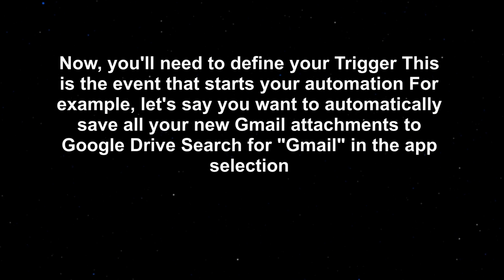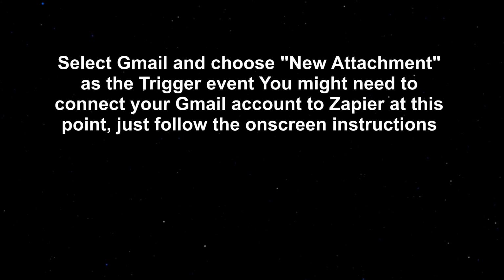Now, you'll need to define your trigger. This is the event that starts your automation. For example, let's say you want to automatically save all your new Gmail attachments to Google Drive. Search for Gmail in the app selection. Select Gmail and choose New Attachment as the trigger event. You might need to connect your Gmail account to Zapier at this point. Just follow the on-screen instructions.